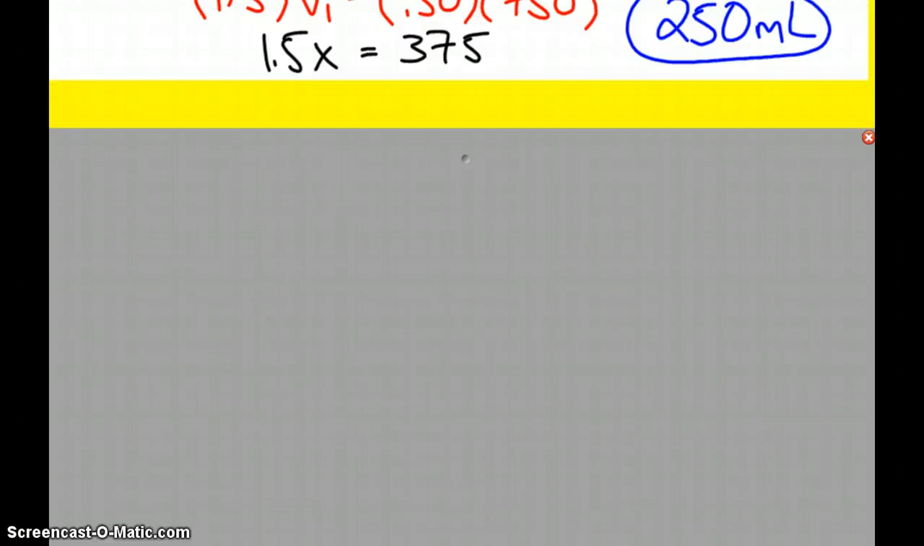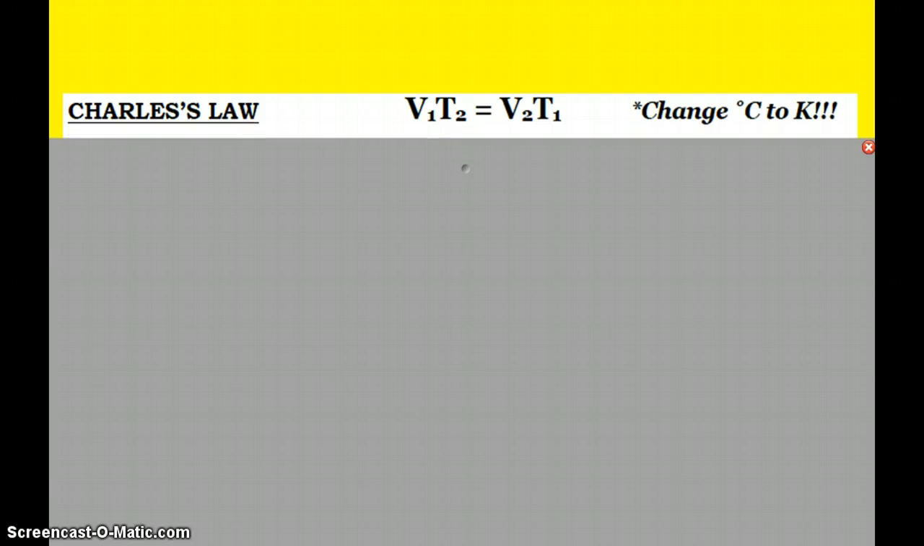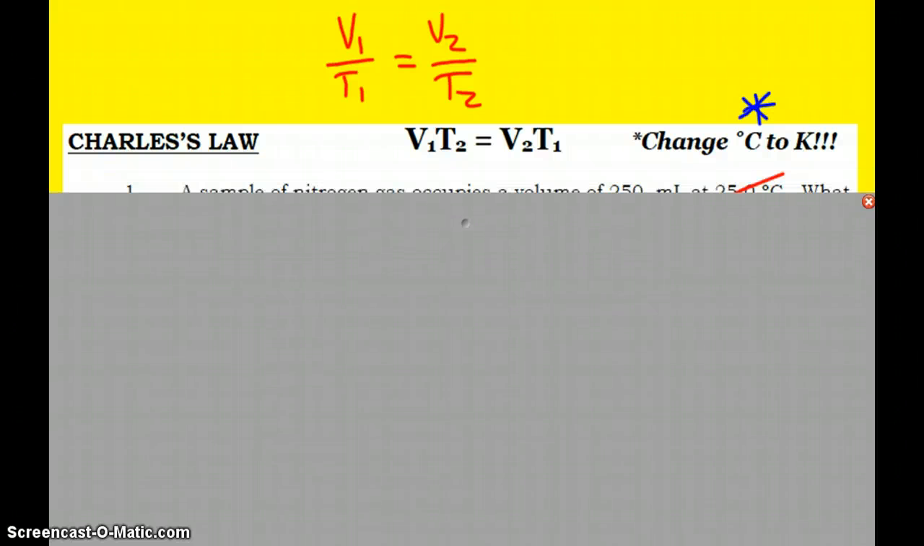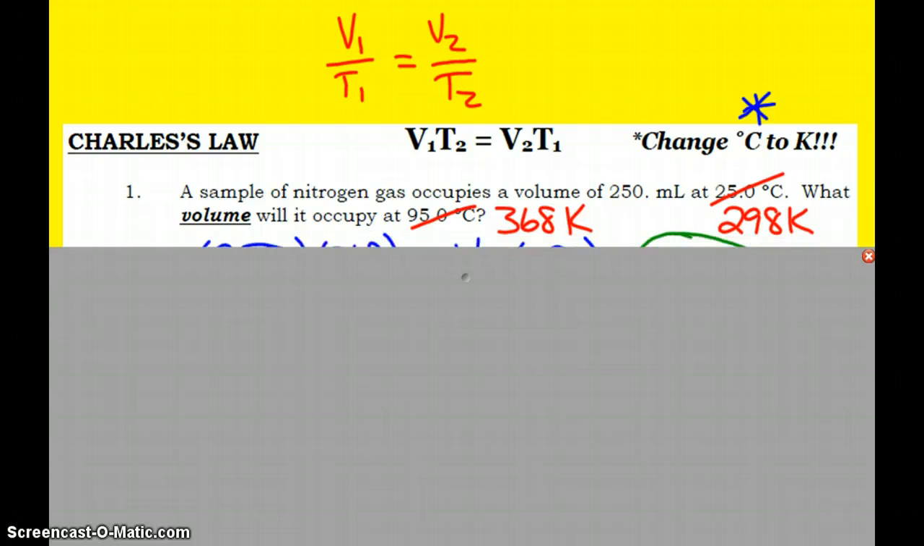All right, next up we have Charles's law. And Charles's law, again, V1 T2 equals V2 T1. Or, if you prefer, V1 over T1 equals V2 over T2. Either way works, just whatever works best for you. And please don't forget to change our Celsius to Kelvin. So like in the problem, I don't even leave those Celsius temperatures there. I go and change them to Kelvin. And of course, we remember we add our magical number 273.